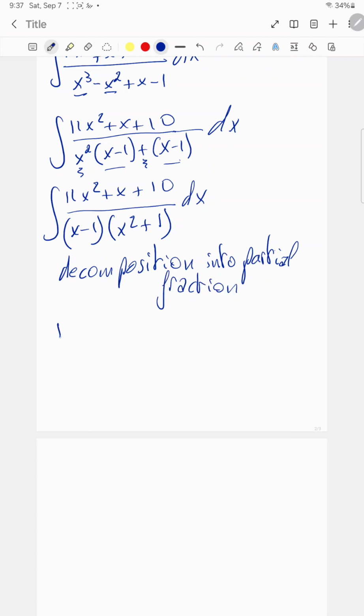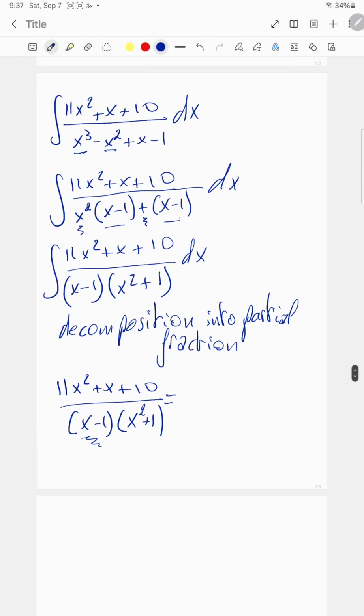So let's take 11x squared plus x plus 10 divided by x minus 1 times x squared plus 1. Here it is equal, because here the degree of that part of the multiplication is degree of 1, so I can put a divided by x minus 1, and the degree is 2, so I can put bx plus c divided by x squared plus 1.